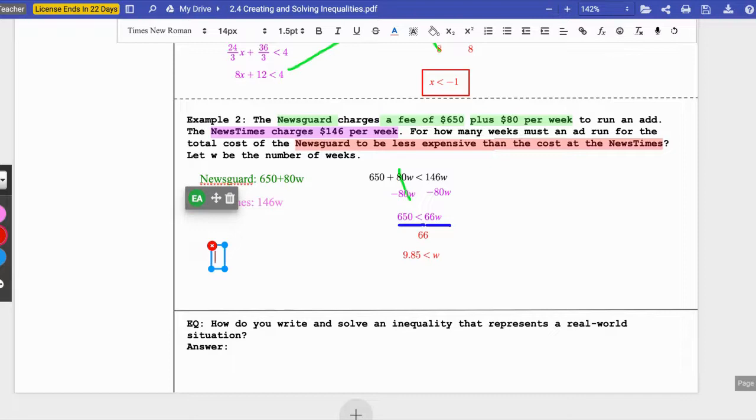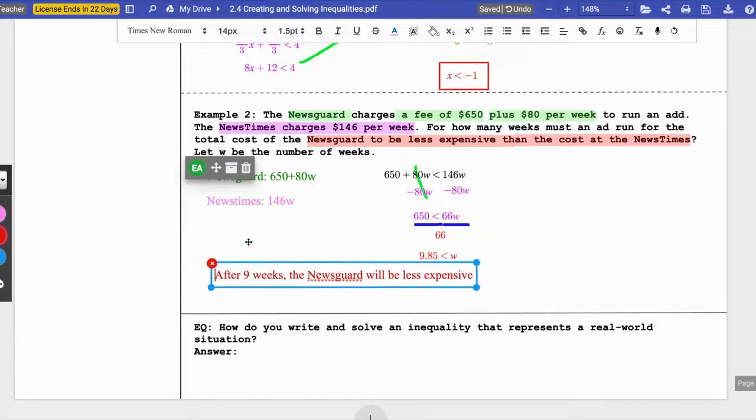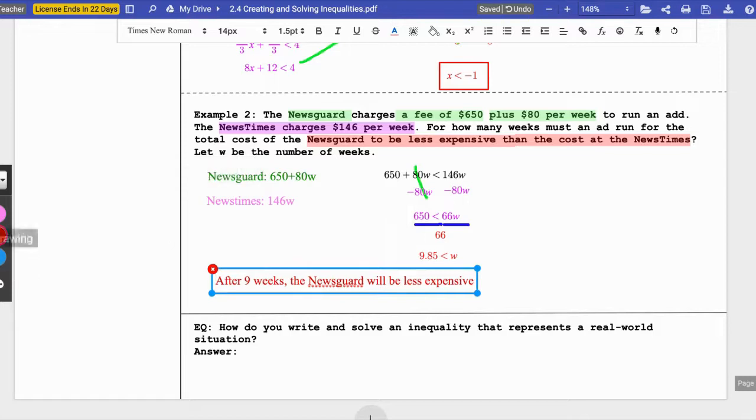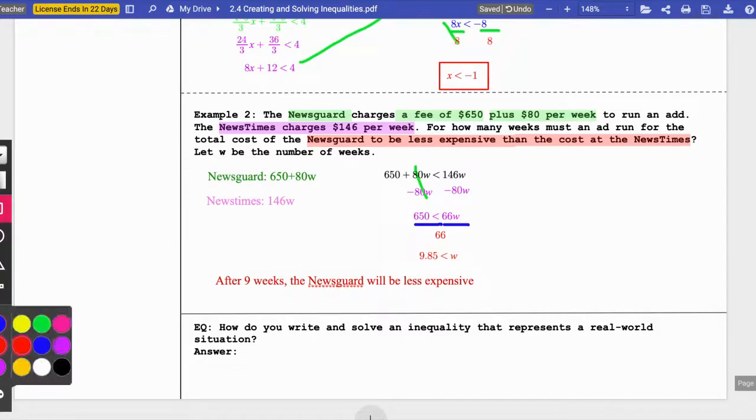So after 9 weeks, the News Guard will be less expensive. All right, so that's what the 9.85 less than W told us. And that is how we solve those types of problems.